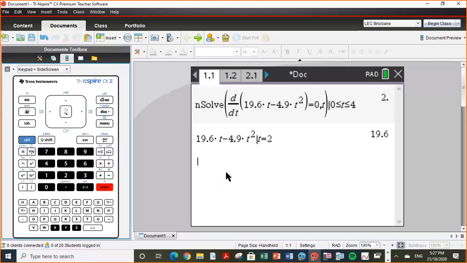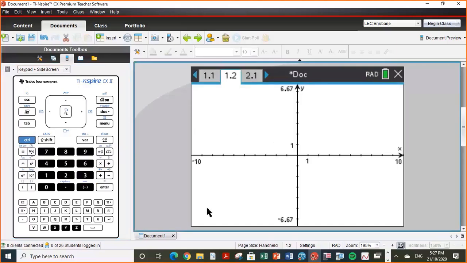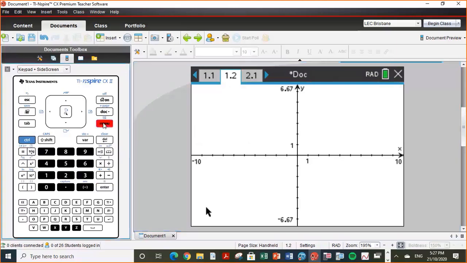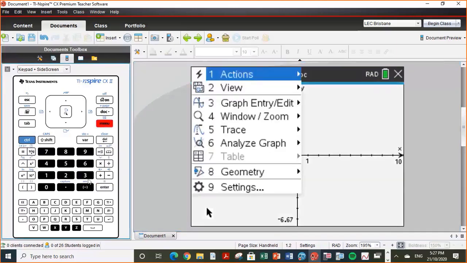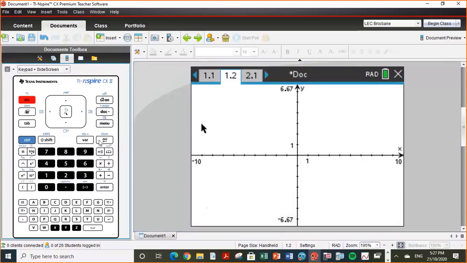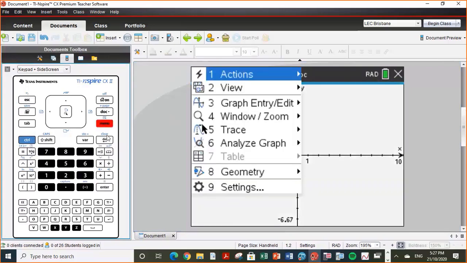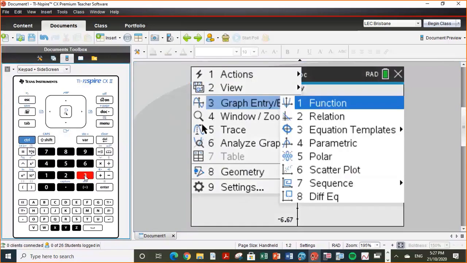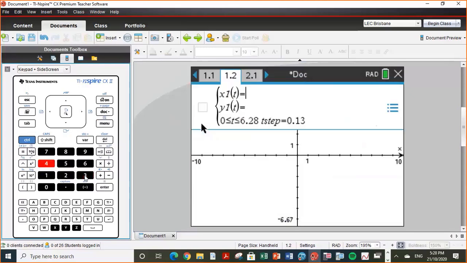We can also look at this from a graphical viewpoint. So we go to a graphs page and we press menu, and if I just press escape for a second, at the moment, if I pressed menu and graph entry edit, if we were to graph now, we would be graphing a function. We don't want to be graphing a function. We want to be graphing in a mode called parametric mode, because we want to be graphing what are called parametric equations. So we press number 4.